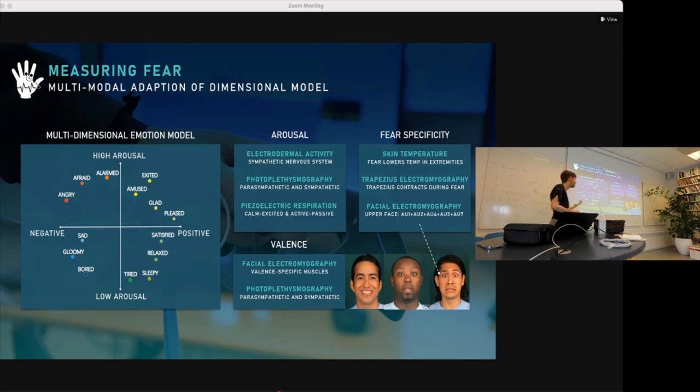For the same reason we're using EMG on the trapezius muscle, because activating the shoulders is a good surrogate. One of the gross motor behaviors of fear is protecting the vulnerable area of the neck by lifting the shoulders up. So that's something we're measuring as well.